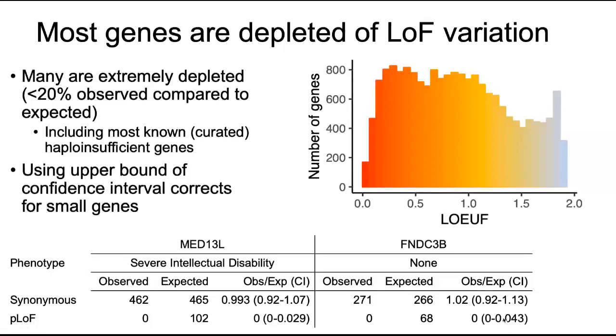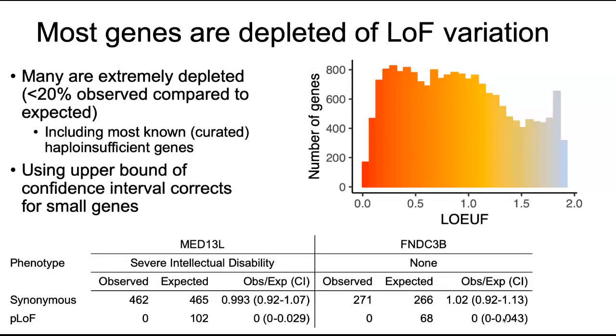Using this upper bound, we correct for some of the small genes. These two genes are very large, so we would have expected something like 102 and 68 loss of function variants in these two genes. But in a gene where observed is 0 but maybe expected is 2, you're not as confident that that is actually a strong depletion. So LUF corrects for that and knows that observed 0, expected 2 would have quite a high LUF score. I think it would be something like 1.7. I don't remember exactly, but it's quite high.